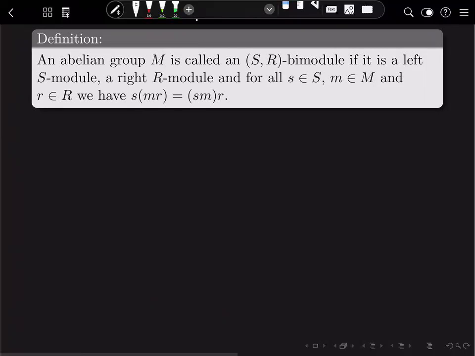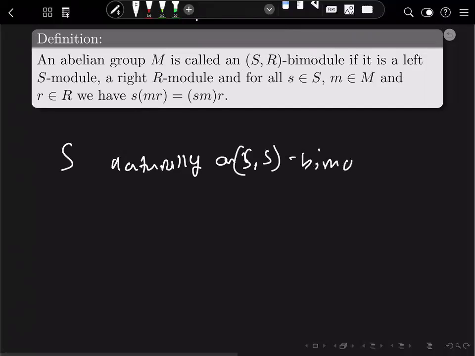So it kind of generalizes the notion of associativity in ring multiplication. If we look at the ring S, right, S is naturally an SS bimodule, since we can act on the left and the right by multiplication. So that's a good property to have, and that shows that in our specific case of extension of scalars, this bimodule structure is easily satisfied.